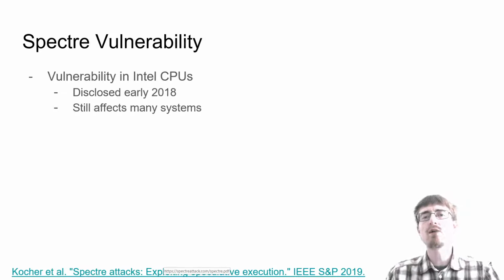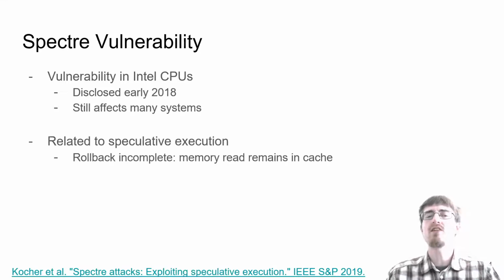However, it also introduced a vulnerability. So the Spectre vulnerability is found in many Intel CPUs. It was disclosed in early 2018, so it's a relatively recently known problem. You may remember it from the news stories. And even today it affects many systems. Now, what is the issue here?